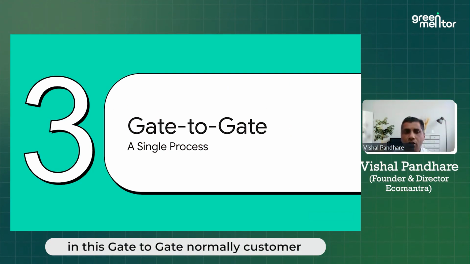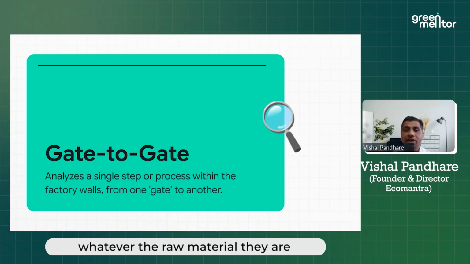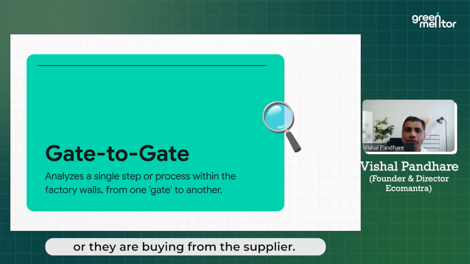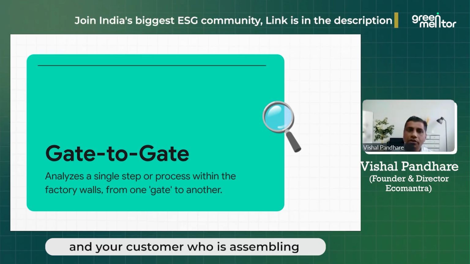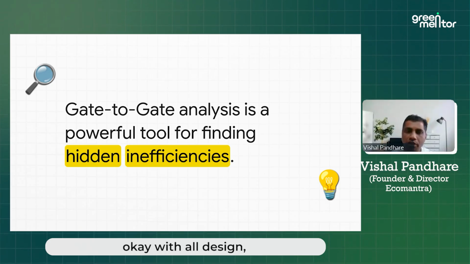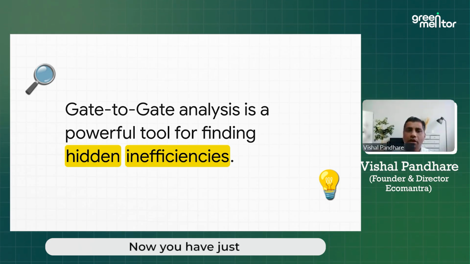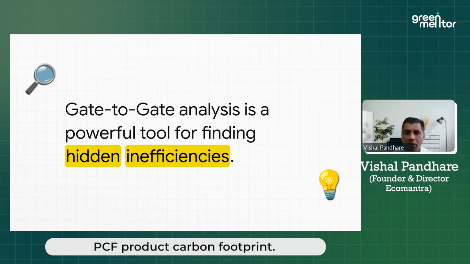In gate to gate, normally the customer wants to understand whatever raw material they are getting supplied or buying from the supplier. Okay, so what are their carbon footprints? Now assume you are a manufacturer of shower heads and your customer is assembling all the shower heads, tubes, everything, and making one bathroom with all designs. So that is your customer. Now you are just manufacturing the shower head. So they will ask you about your carbon footprint for your specific product, PCF, product carbon footprint. In such a scenario, you can use this type, gate to gate.